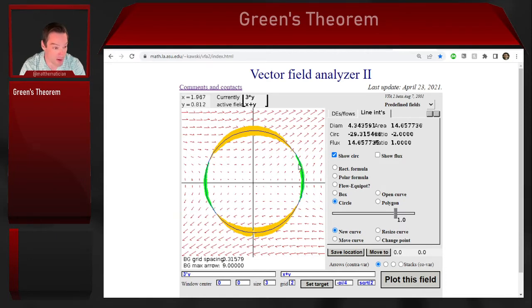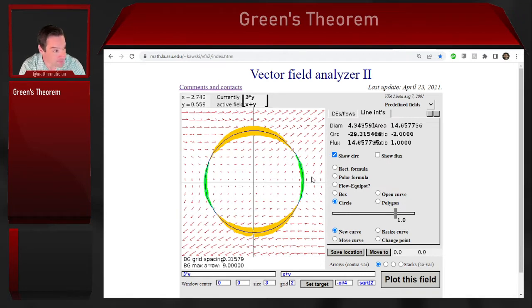If I'm going counterclockwise around this circle, then this little green area over here is a place where the line integral is going to have a positive contribution because we're going roughly parallel to the vector field. But in these other places where we have the yellow shading, traveling counterclockwise means that we are going against the vector field, and so we're getting a negative contribution. And so the total contribution is going to be negative. So the total circulation around this circle is a negative number. It's negative 29.3 or so. That's this circulation number that's being reported by our vector field analyzer tool.